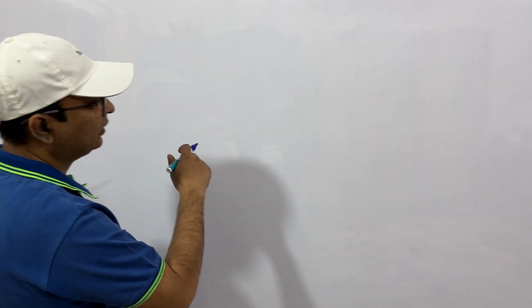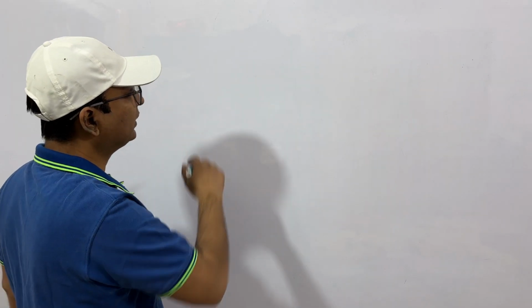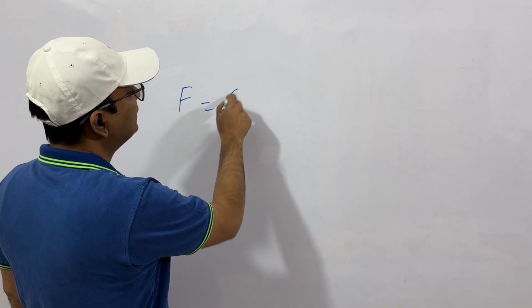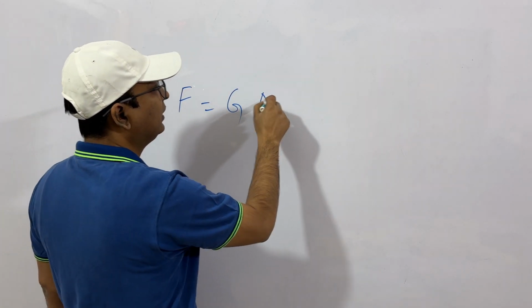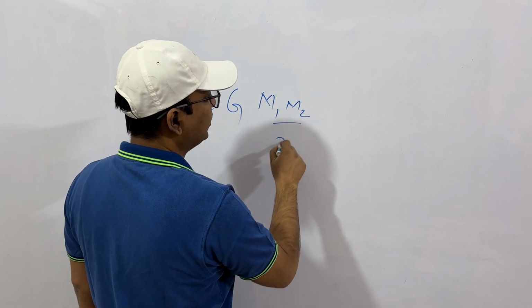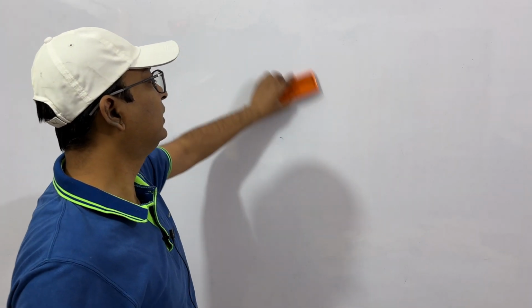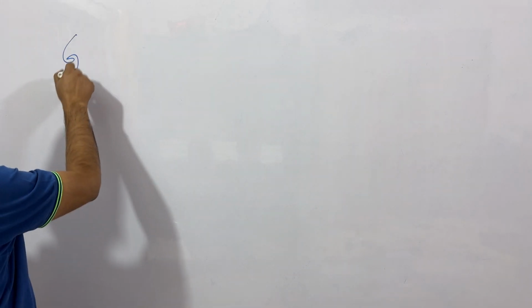We have seen what is the force experienced by a body, or the force of attraction between two bodies, the gravitational force of attraction between two bodies. It was G, the universal gravitational constant, m1 m2 by r square, where r is the distance between the two bodies. Now from here we'll understand what is gravitational field intensity.